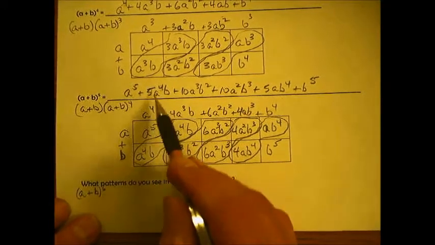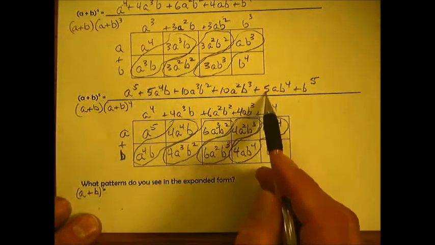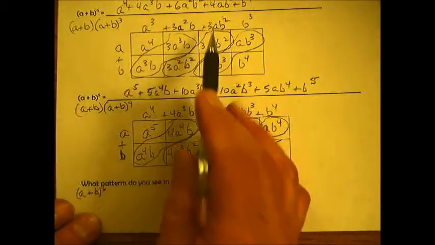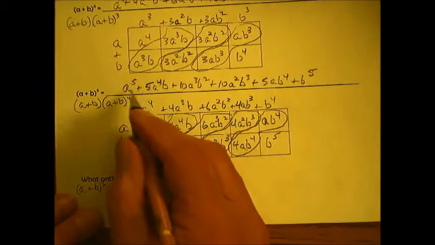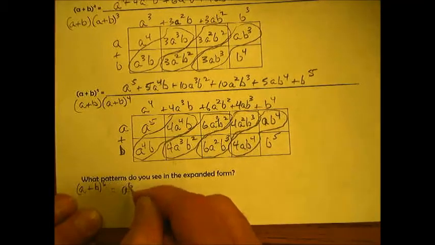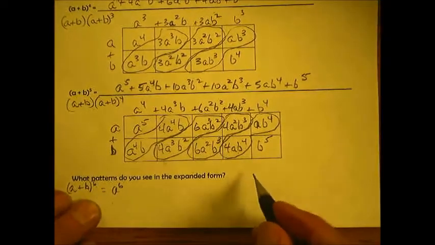Now, I guess you've probably seen we've got these coefficients here, like 1 and 5 and 10 and 10 and 5 and 1 and 1 and 4 and 6. Let's ignore the coefficients for right now. And it looks to me like our first term is going to be a to the 6th, and our last term is going to be b to the 6th, but let's wait on that.